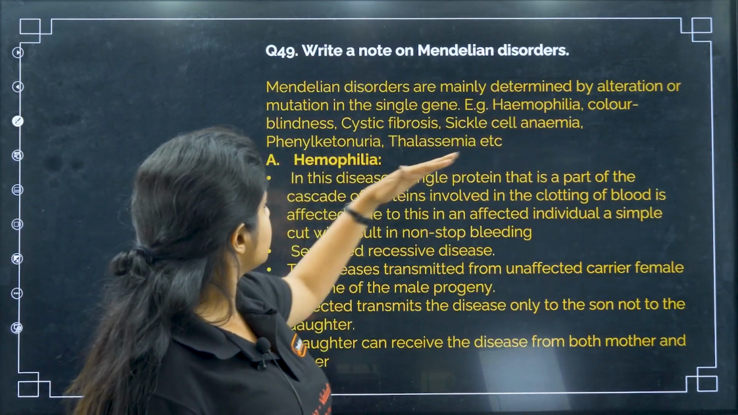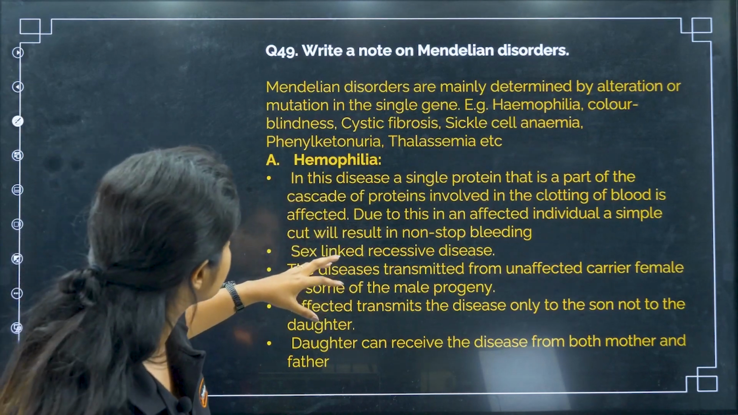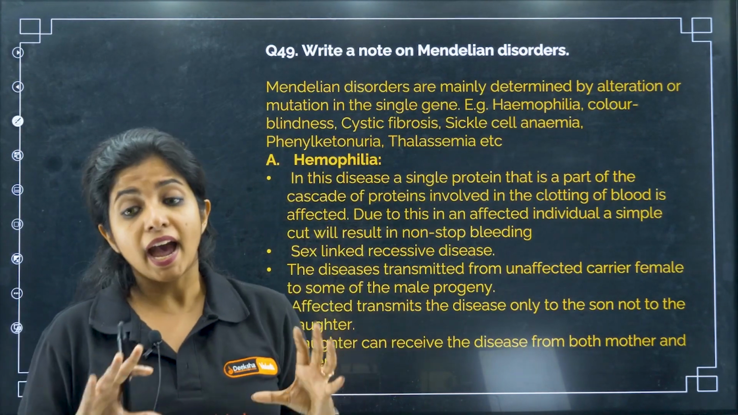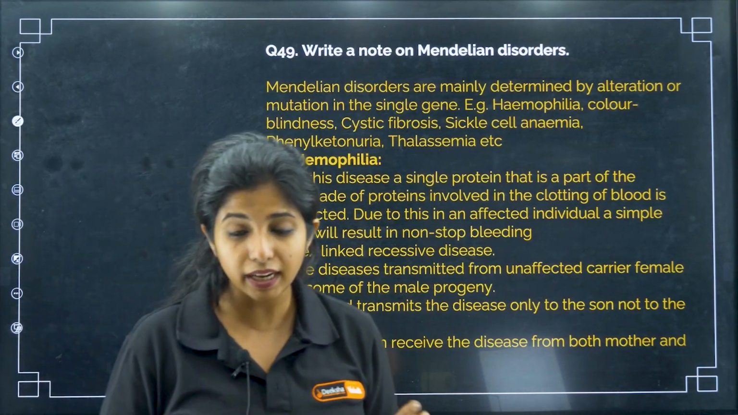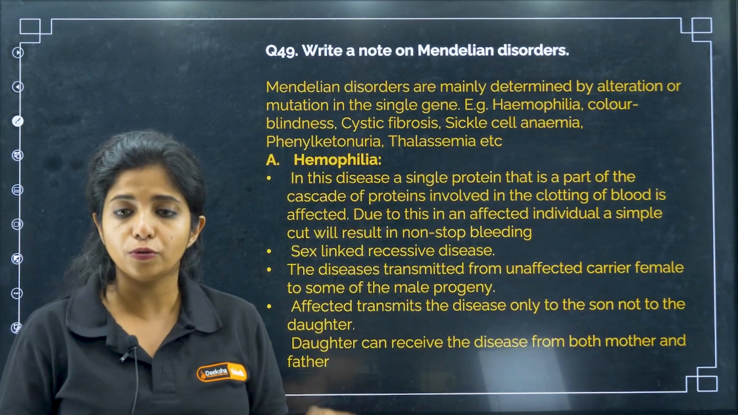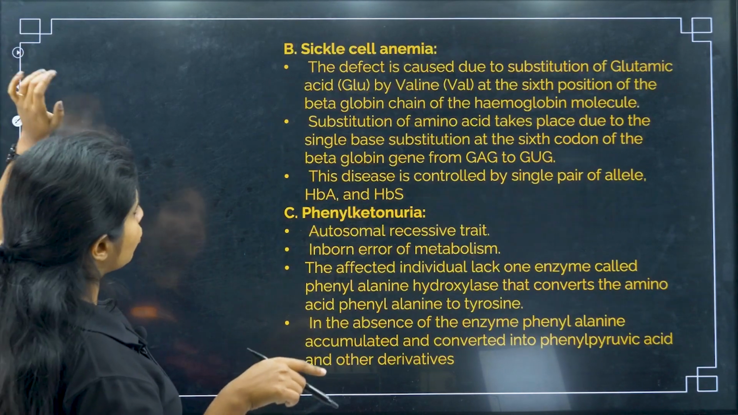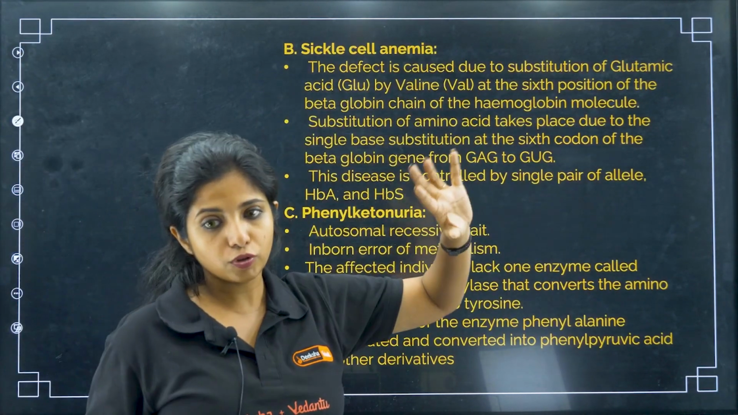Write a note on Mendelian disorder. So you have hemophilia, my dear children. Hemophilia is basically when a protein, that is a cascade of proteins, is affected and it is going to affect the clotting. It is a sex-linked recessive disease. The males are prone to have this disease more. The females can be a carrier if they have one affected chromosome. Now, males, if they have one affected chromosome, they are going to be affected.